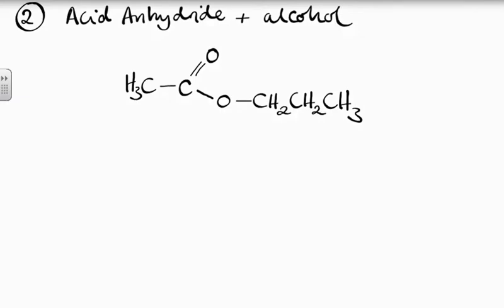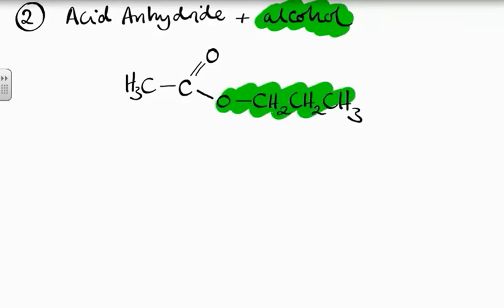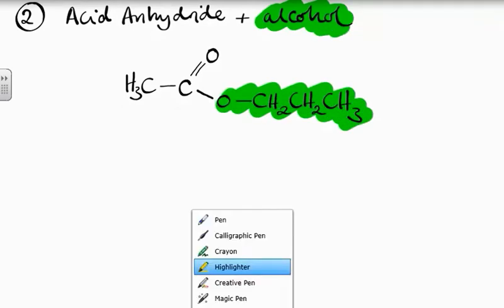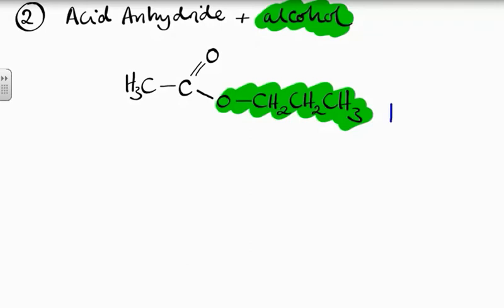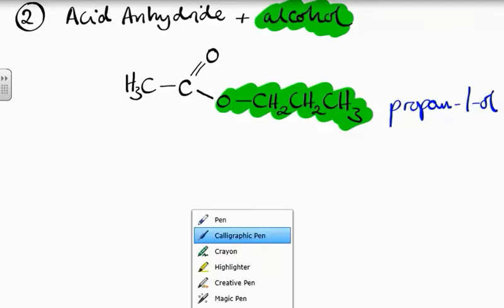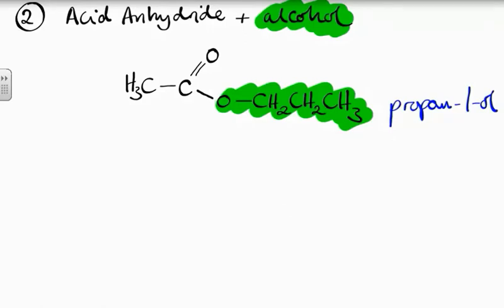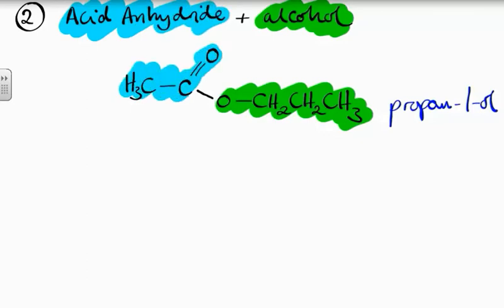Okay, second way to make an ester, from an acid anhydride and an alcohol. No change with the alcohol. Acid anhydride, a little bit more unusual though. So where do we get the ethanoate group from in an acid anhydride?